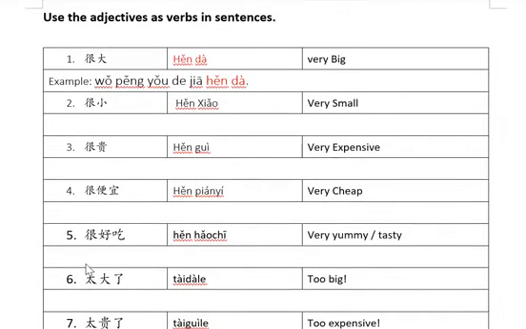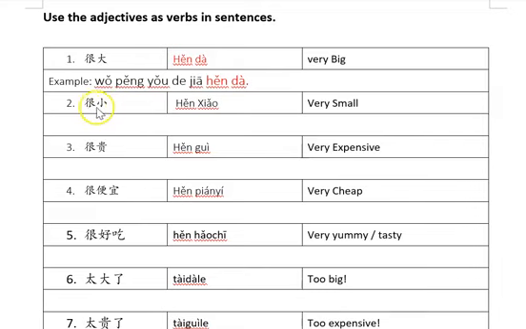I've already got an example for you. The first adjective, 很大, very big. I made a sentence over here. 我朋友的家很大. 我朋友, my friend, 的家 is house, very big. So you can see that I don't have the translation of is. 很大 is already a verb. 我朋友的家很大.